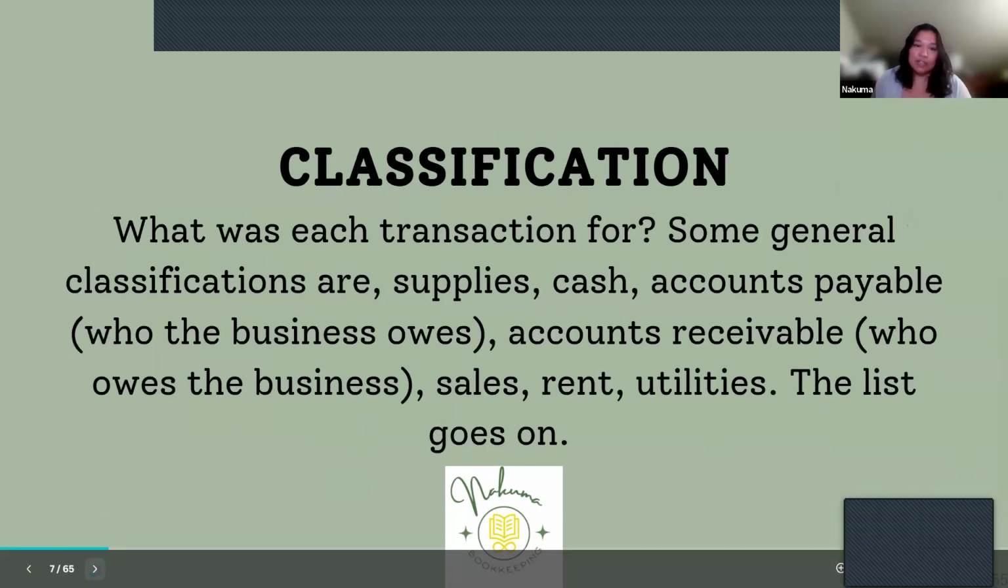What is classification? Classification is what each transaction actually does. There are general classifications such as supplies, cash, accounts payable, what the business owes and to whom, accounts receivable, who owes the business, owner's equity, sales, rental, utilities, and the list can go on. This can vary from business to business, what type of classifications they will have.